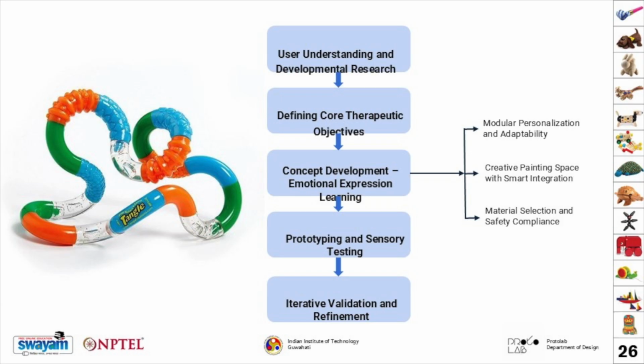Based on research, 3 primary objectives are identified: emotional expression and recognition, adaptive and modular engagement, and creative and sensory self-regulation. These objectives guide all design decisions.